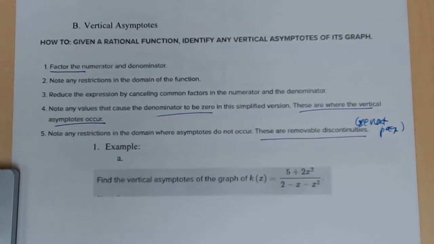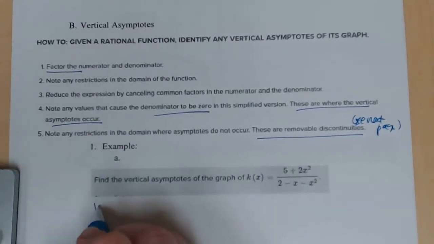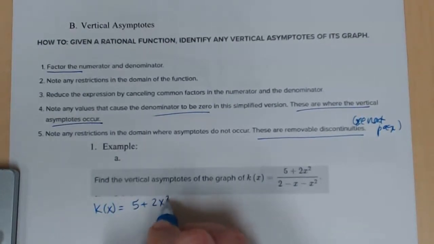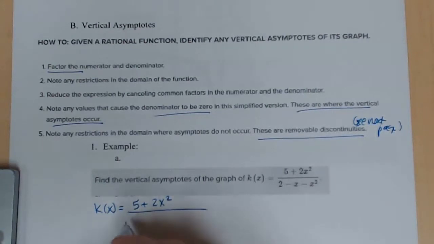So in this first one, find the vertical asymptotes of the graph. What we're going to do is take the function and factor it out as much as we can. Now the top piece doesn't really factor out, but in the bottom piece, I'm going to rewrite the terms in order by descending exponent. And then I can factor out -1.